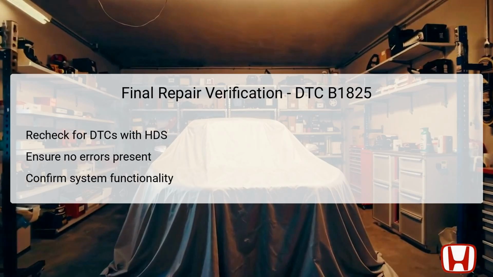After completing all troubleshooting steps, it is imperative to conduct a final verification to confirm that all issues have been resolved concerning DTC B1825. This involves rechecking the system with the Honda Diagnostic System HDS for any stored DTCs. The absence of error codes suggests that the repairs conducted have rectified the slide pulse error and other associated DTCs, reflecting the reliability of the power seat system.